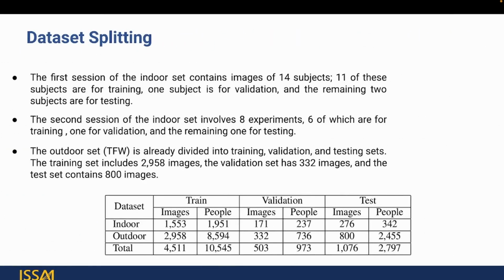The dataset was structured into 2 distinct sets for training, validation, and testing. The first indoor session includes images of 14 subjects divided as 11 for training, 1 for validation, and 2 for testing. The second session comprises 8 experiments with 6 designated for training, 1 for validation, and 1 for testing. The outdoor set from the thermal faces in the YOLOv8 is already segmented into training, validation, and testing images.